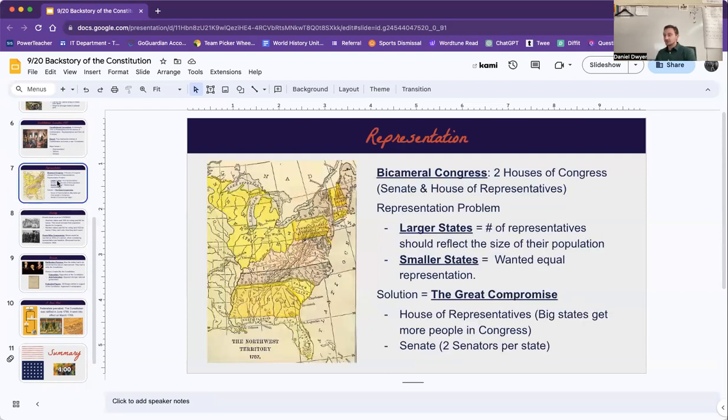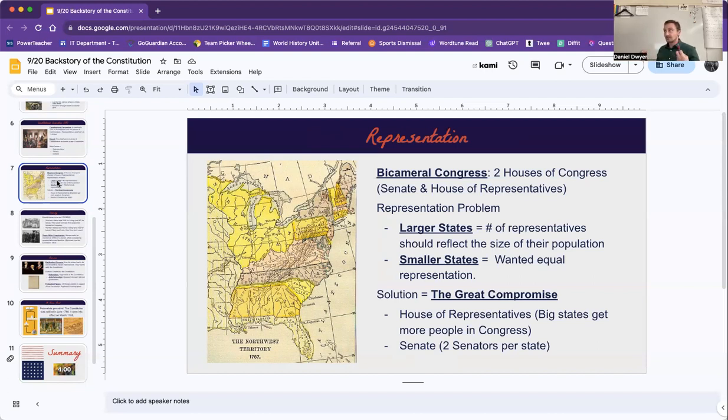In this new constitution, they create what they call a bicameral Congress, where there are two houses of Congress, the House and the Senate. The issue was that the states with a big population said we should have more representation in government because we have more people that live here. The smaller states said, well, if we give representation only to the big states, no one's going to care about our problems. Our problems are never going to get fixed. So they wanted equal representation, all the states having the same representation.